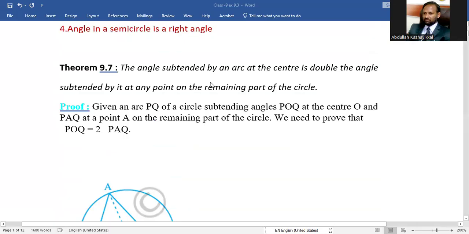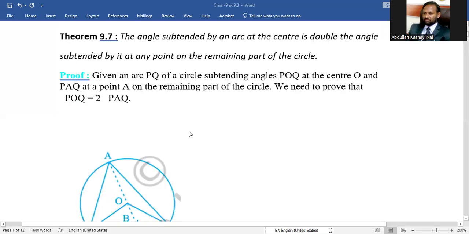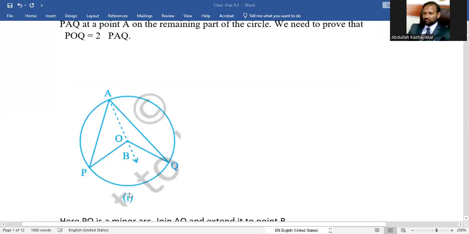The angle subtended by an arc at the center is double the angle subtended by it at any point on the remaining part of the circle. That is the stress. Remaining part of the circle, PQ. You will see PQ. No, this is PAQ.